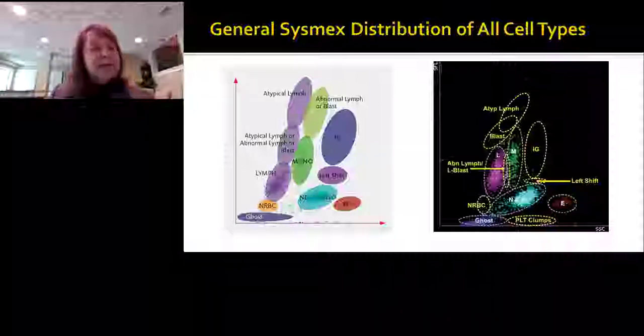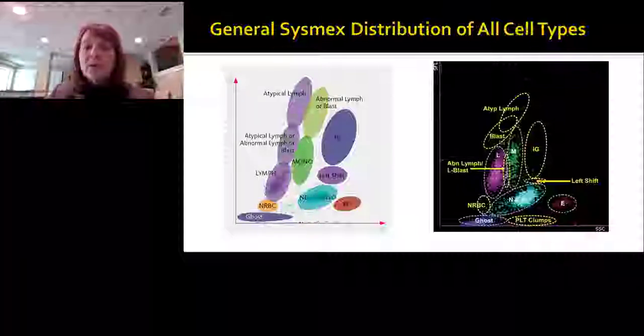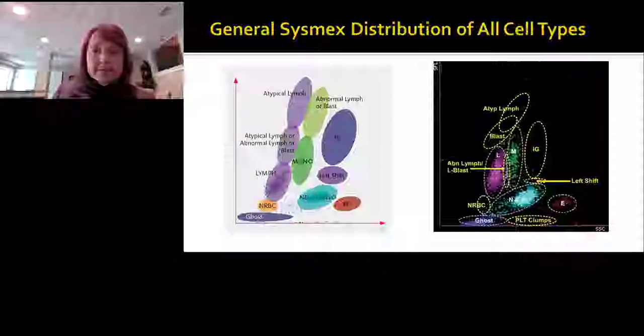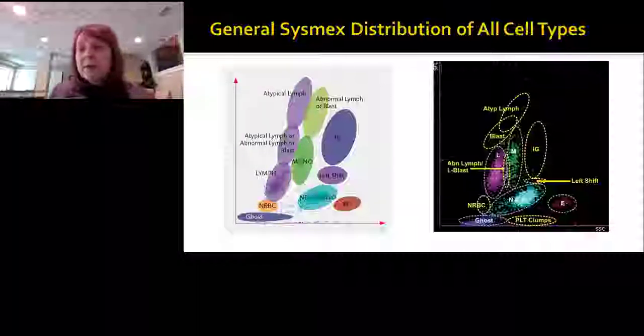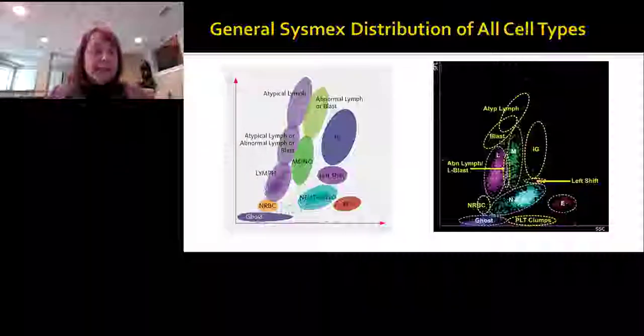Larger cells, atypical lymphocytes, blast cells, all of them have much larger nucleus, much higher nuclear to cytoplasmic ratios. This high DNA content will cause them to have very high fluorescence levels, and we would expect them to be much higher on our y-axis. So with that, we'll start our case studies.